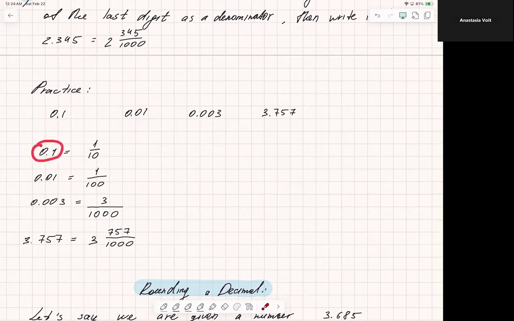So 0.1, we see that 1 is located at the 10th position. So that's going to be just 1. This number goes to the numerator, and its place would be the denominator. So if it's 10th, then we have 1 over 10. Here, in the second example, we see that 1 is located at the 100th position. So our denominator would be 100, and the 1 would be in the numerator. So we don't write any zeros in front of it.